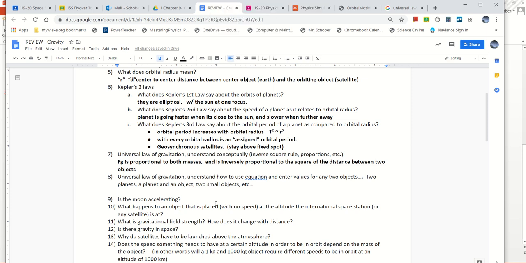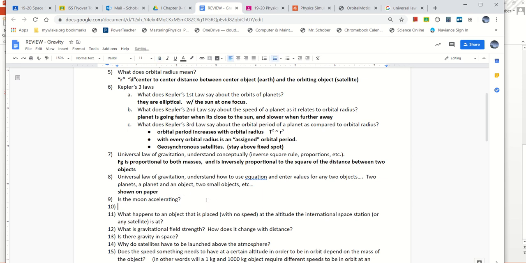Universal law of gravitation. Understand how to use the equation. Enter object for any two values. Two planets, a planet and an object. All right, I showed you guys that, shown on paper. All right, quickly, right along.